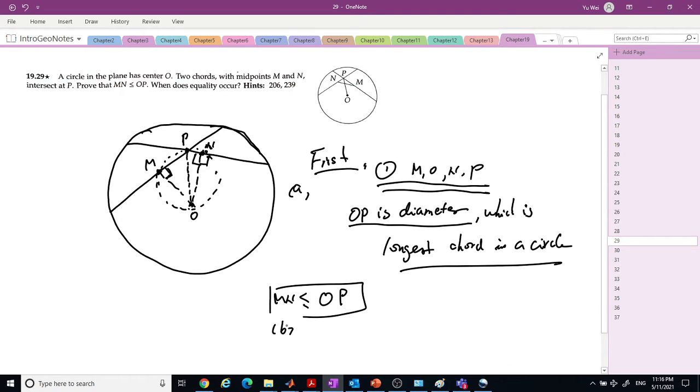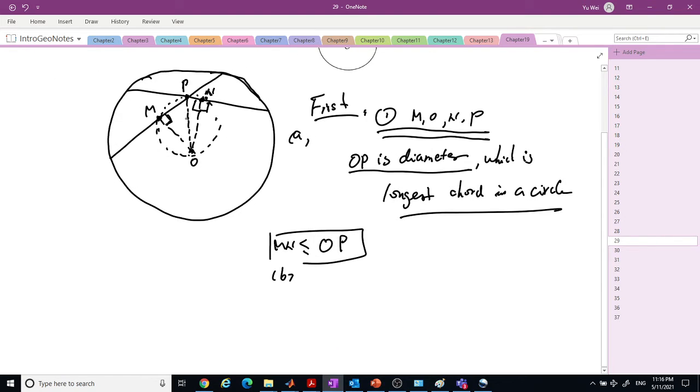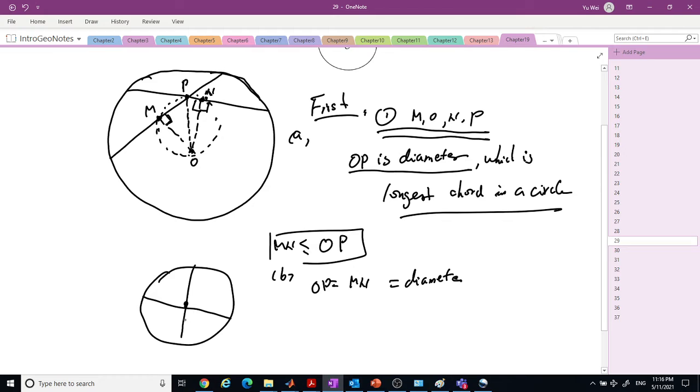The second question is, when could they be equal, right? So if OP equals MN, that means they both are diameters, right? Okay, so think about it. If we have a circle and both of them are diameters, here's OP, here's MN, both of them are diameters. This is the center C, right?